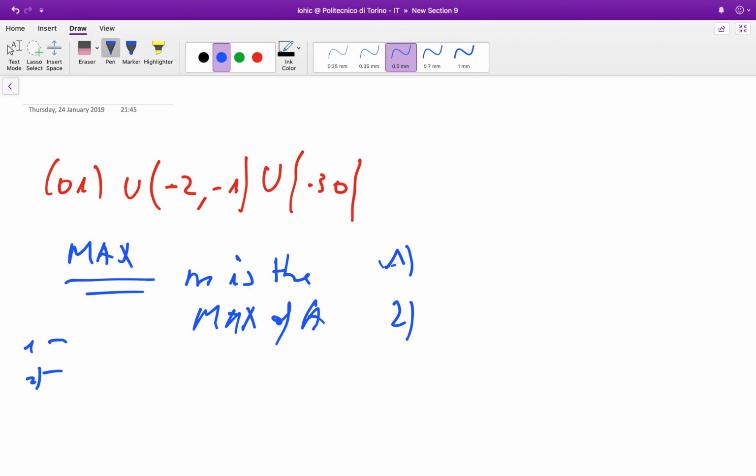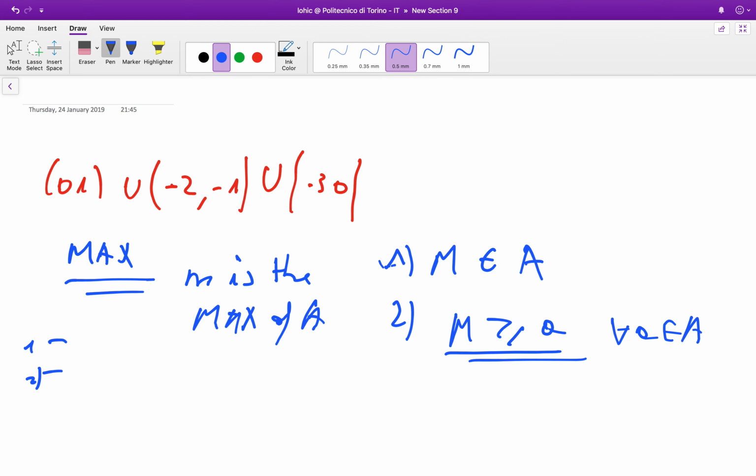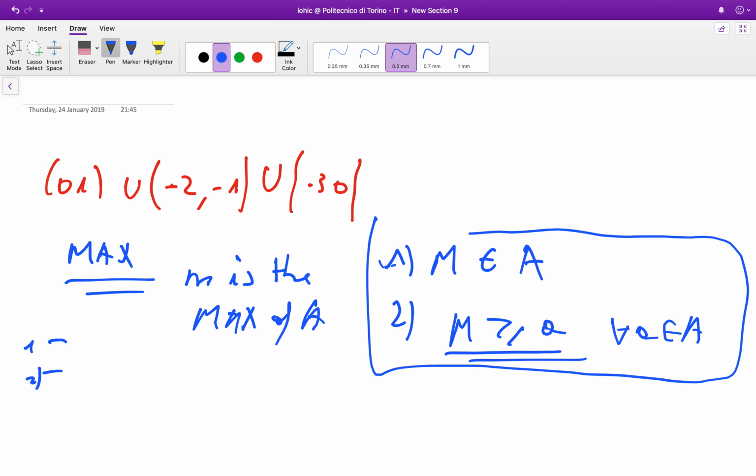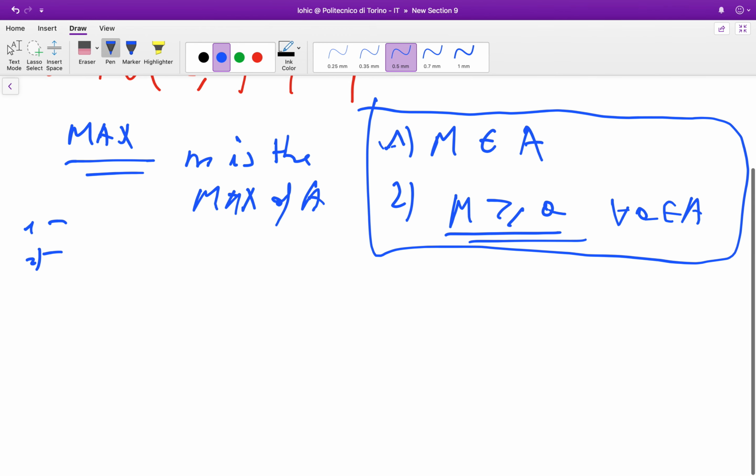The first condition is that M should belong to the set A. So for you to be the maximum, you should belong to the set. And the second condition, M should be greater or equal than any other element. Whatever element I take in A, M should be greater or equal than it. So these are the two conditions to be the maximum. Doubts?